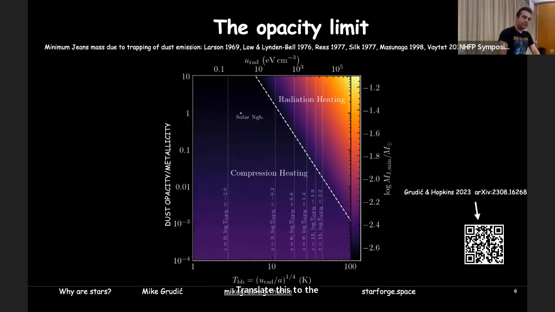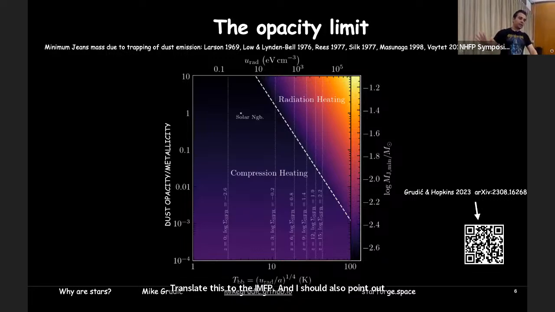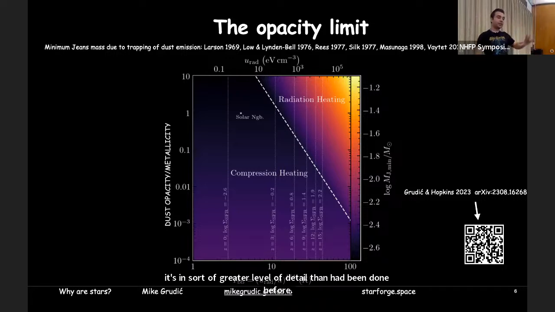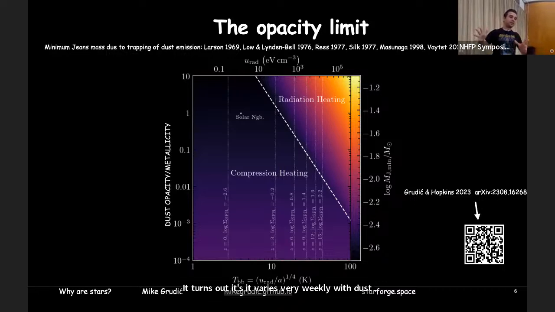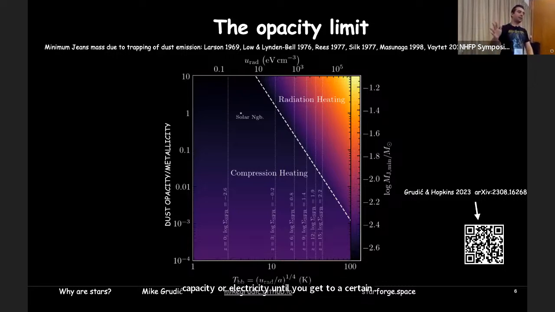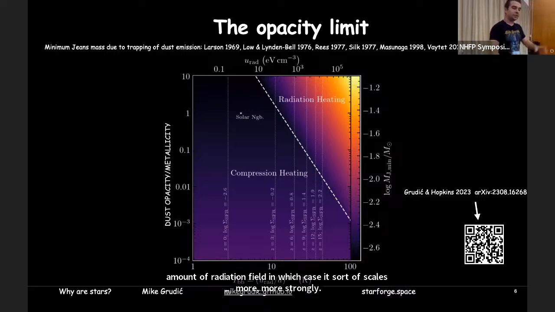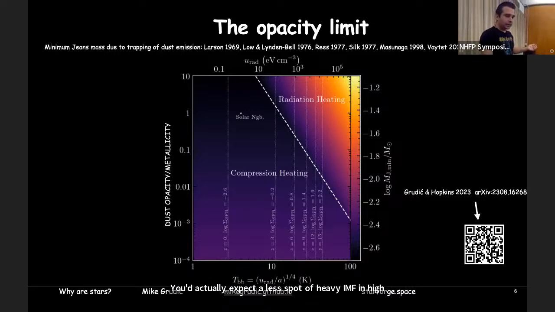And I should also point out that in a recent work, I worked out this opacity limit mass in a greater level of detail than had been done before. Turns out it varies very weakly with dust opacity or metallicity until you get to a certain amount of radiation field, in which case it scales more strongly. So you'd actually expect a less bottom-heavy IMF in high radiation dust-rich environments.